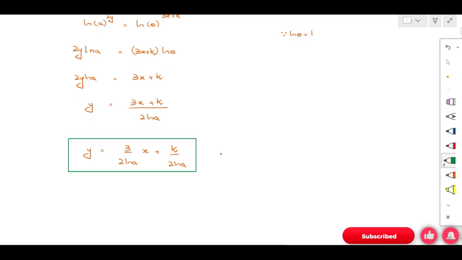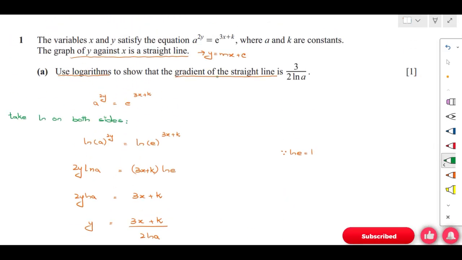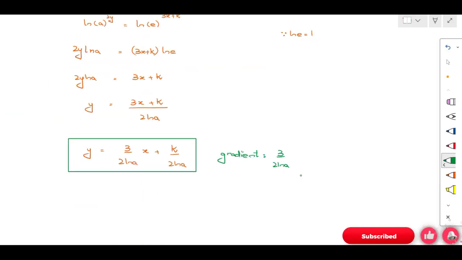Now this is your straight line, y against x. And what is the gradient? The gradient of that straight line is the m value, or the coefficient of x, which is 3 over 2 natural log of a. So what is in the question? We need to use logarithms to show that the gradient of that straight line is 3 by 2 natural log of a, and we have proved that its gradient is 3 by 2 natural log of a.